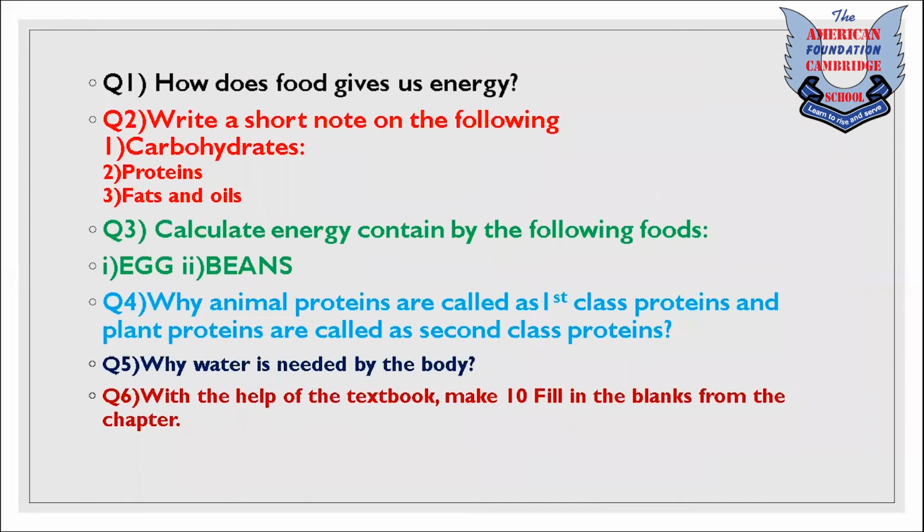Moving towards question number 4: why are animal proteins called first class proteins and plant proteins called second class proteins? You will find the answer on page number 121 or in my lecture. Question 5: why is water needed by the body? You will find its answer on page 121 or in my lecture. Now question number 6: you have to make 10 fill in the blanks by reading this chapter from your textbook. And I hope you must have understood this lecture.